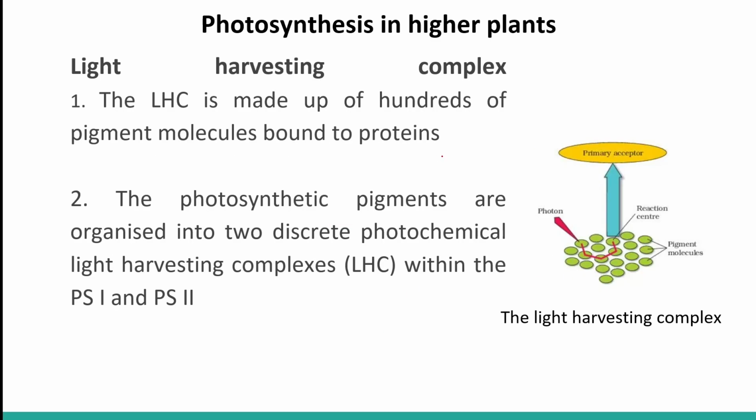So the next term to remember is the light harvesting complex. This is the diagram of the light harvesting complex. It basically consists of numerous pigment molecules which are bound to proteins. So what does this light harvesting complex do? It absorbs light. You can see here it is absorbing the sunlight, or you can say the energy in this sunlight in the form of photons, and it transfers the energy to the reaction center.